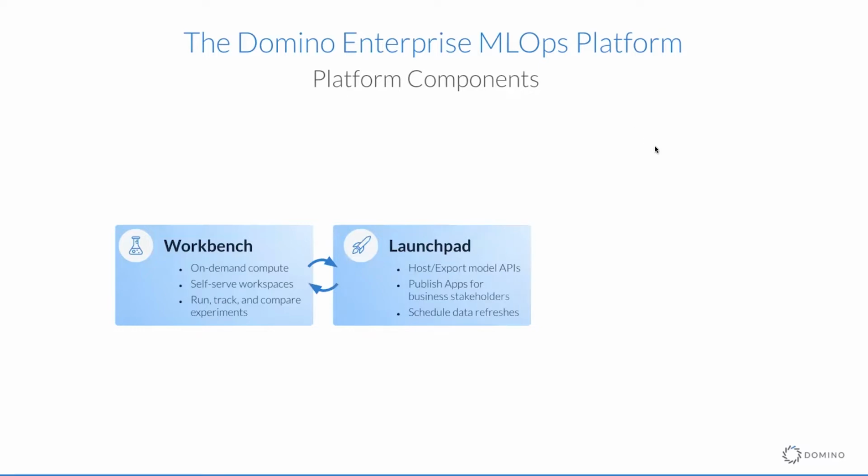So Launchpad is where we deliver on the last mile. We're looking at getting models into production so they can create business value and impact. Many times this takes the form of an API endpoint that can be embedded into an existing system, or as an application so business users can really interact with the underlying model that they're working with.